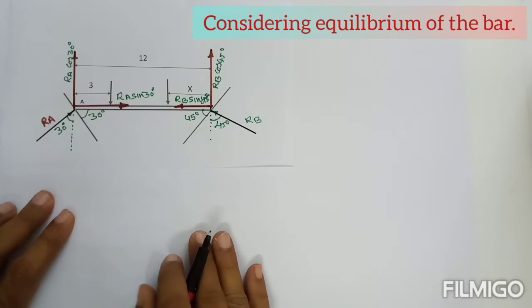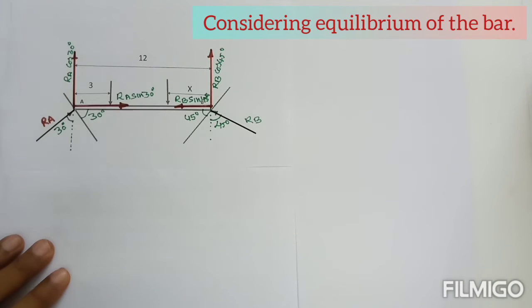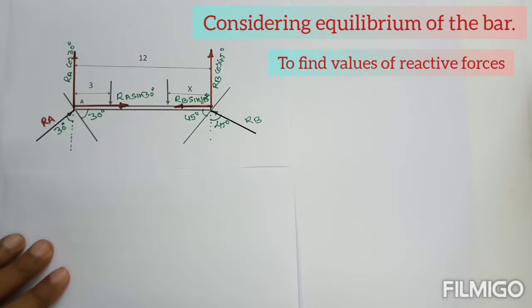Now we'll consider the equilibrium conditions of the bar. Under the equilibrium conditions of the bar, we know that the summation of the horizontal forces is equal to 0 and the summation of the vertical forces is equal to 0. First we'll consider the summation of the horizontal forces is equal to 0.